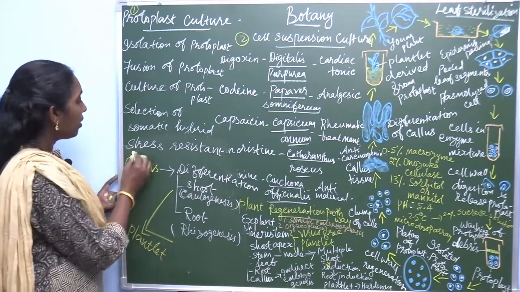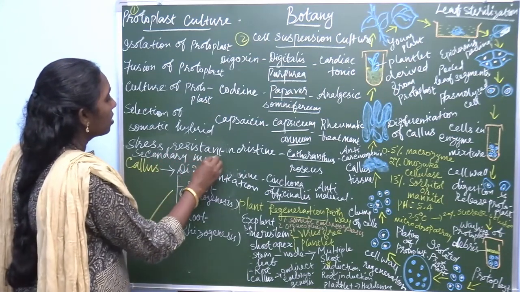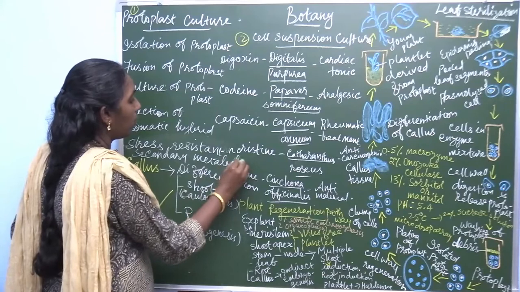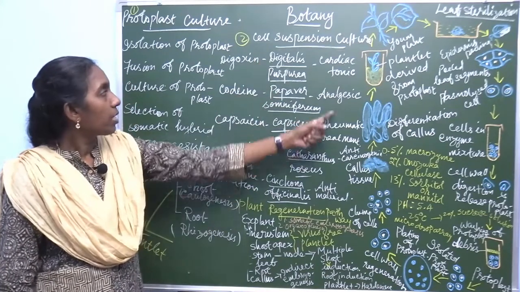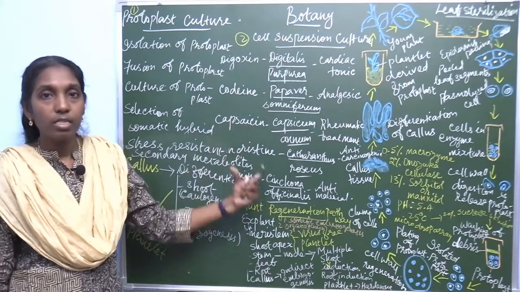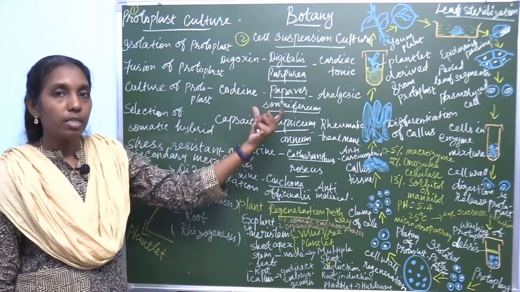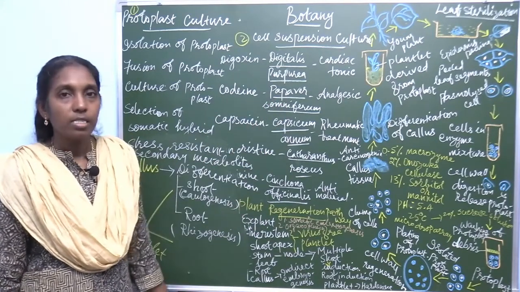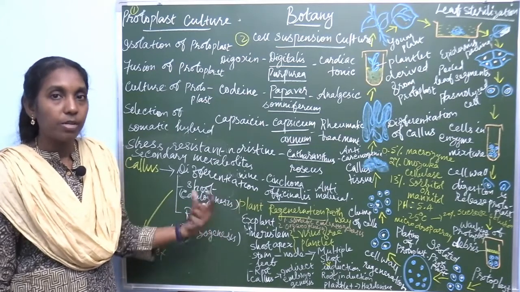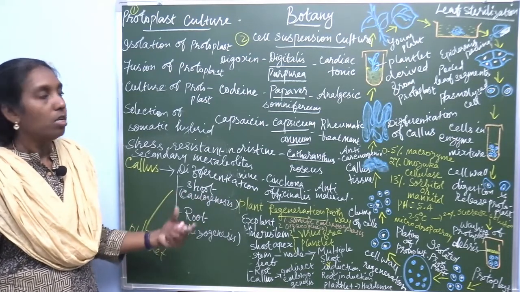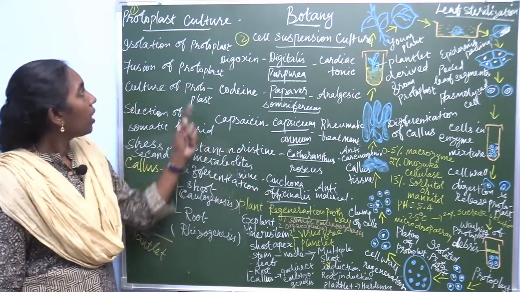Finally, secondary metabolites can be produced. You learn some examples here, digoxin, codeine. Not only these few examples, so many secondary metabolites, the chemical compounds from these plants, are taken as a byproduct. Commercially, it's very important. So, the last question is applications of protoplast culture.